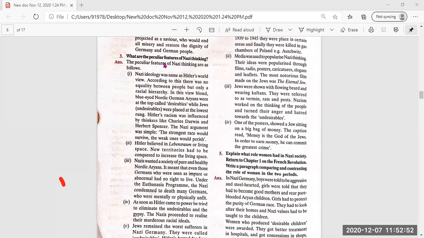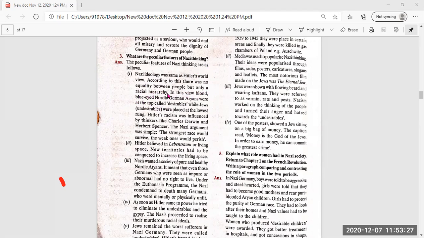Then what are the peculiar features of Nazi thinking? The main features of Nazi thinking: Nazi ideology was the same as Hitler's worldview, meaning whatever Hitler was thinking, the same thoughts were carried forward by the Nazi party. According to this, there was no equality between people, but only a racial hierarchy. People were considered different from each other.